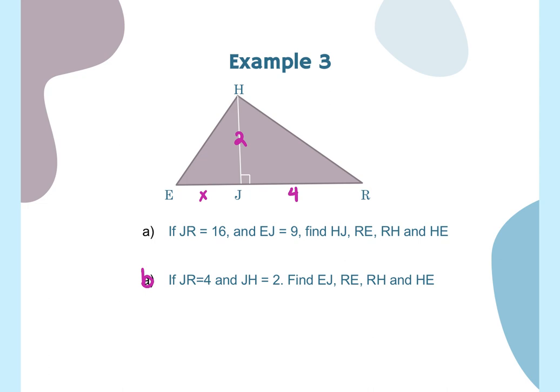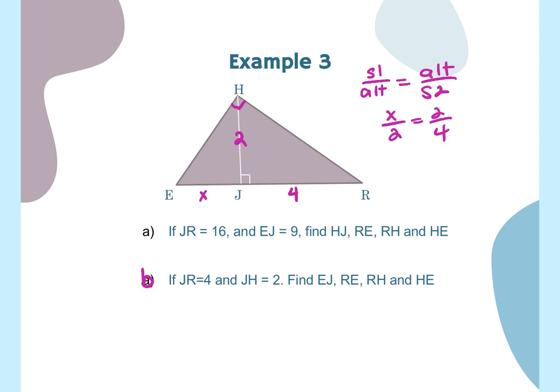What information do I have? What kind of segments are those? Well, now we know that HJ is 2 and JR is 4. Okay, I have the altitude and the segments of the hypotenuse, right? This is a right angle. So I'm going to use that first one: segment 1 over altitude equals altitude over segment 2. Segment 1 could be x or 4. It doesn't matter which one. Over altitude is 2, 2 repeats, and segment 2 is 4.